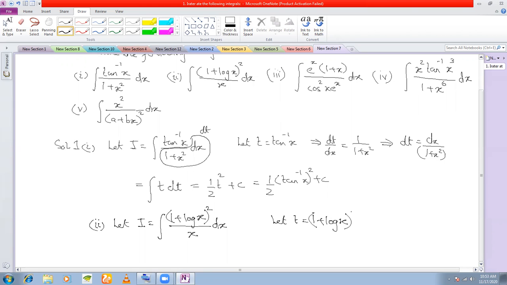So if you substitute t is equal to 1 plus log x, then what is dt/dx? dt/dx is 1 by x. That means dt is dx by x. So what do you see? This dx by x part becomes your dt.